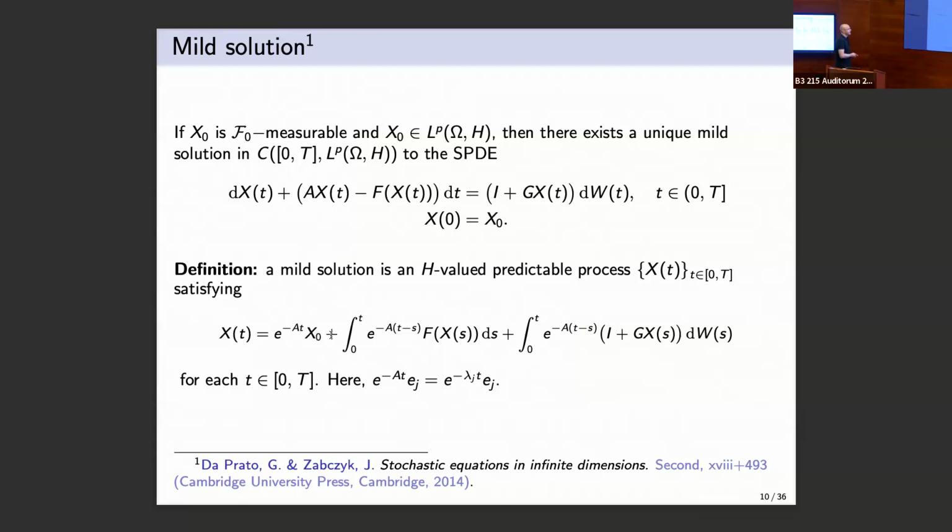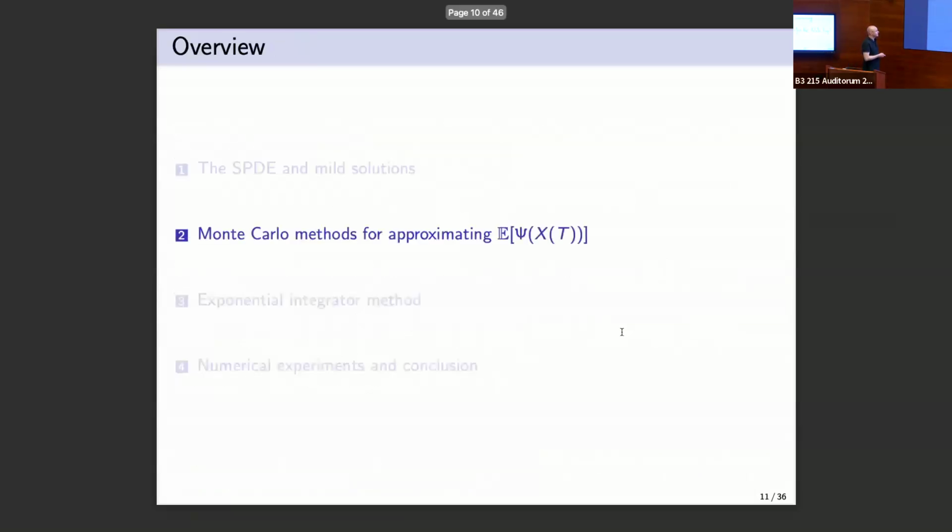And so if you want, this is an extension of Duhamel's principle. So if I didn't have the noise term here, and if you had just this kind of evolution equation, this would be the way that you represented the solution in that case. But now I also have to add the diffusion term, the Ito integral.